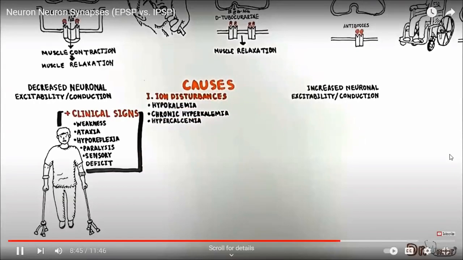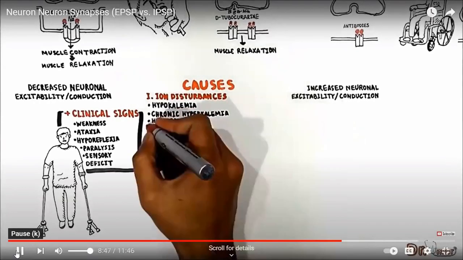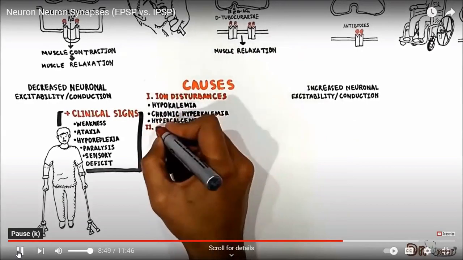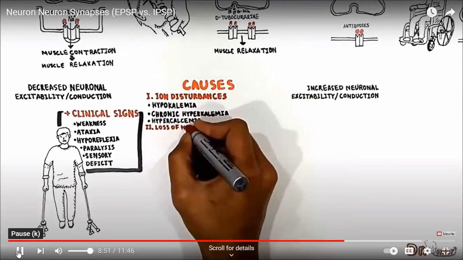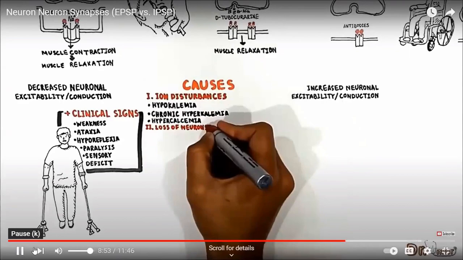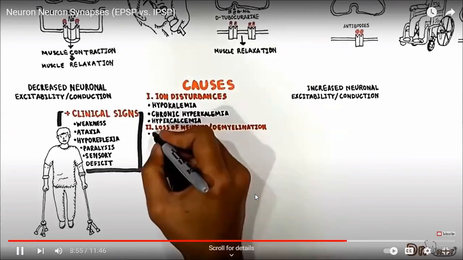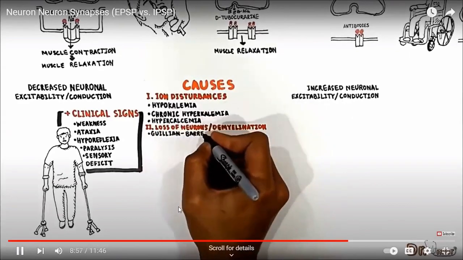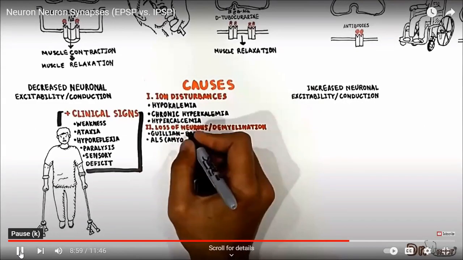A second possible cause of decreased neuronal excitability and conduction includes loss of neurons, and demyelination, as in the case of Guillain-Barré and amyotrophic lateral sclerosis.